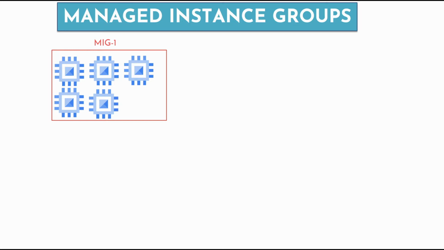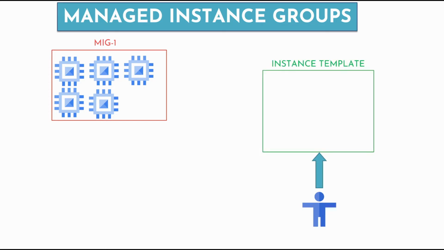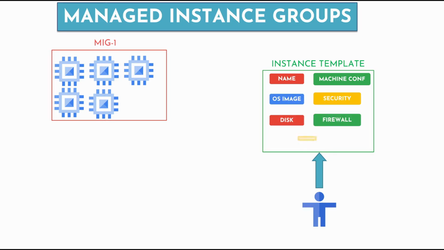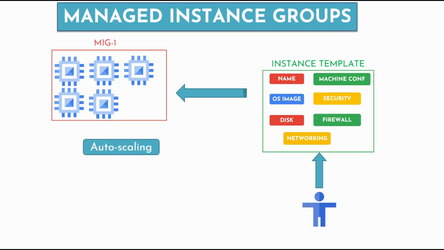To create a managed instance group, you would first have to create an instance template, which would define the VM configuration like name, machine details, OS image, security, disk, firewall, networking, and so on. Instance templates are designed to create instances with identical configuration which scale based on the demand. This is also known as auto scaling.